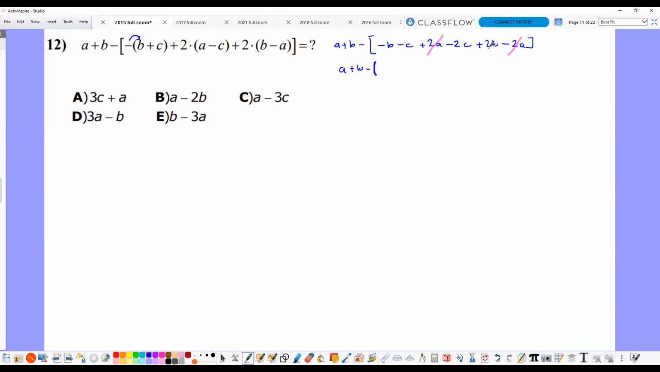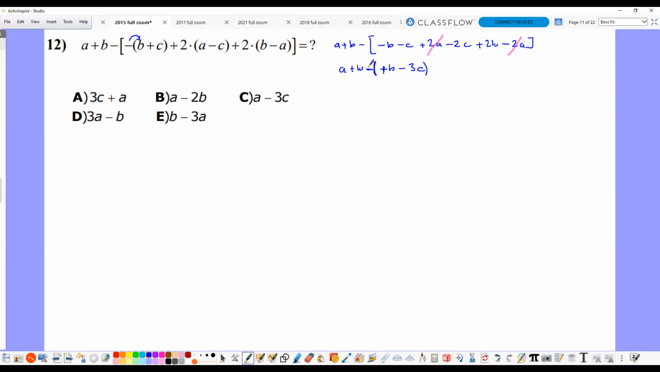Minus b plus 2b is going to be equal to plus b. Pardon, plus b, I'm sorry. And minus c minus 2c is going to be equal to minus 3c. We are going to close the parenthesis.